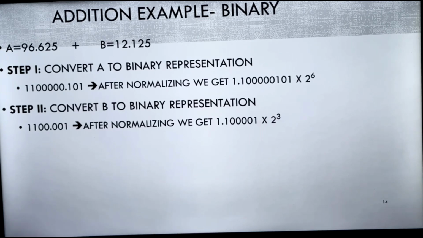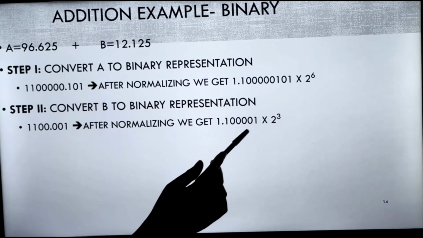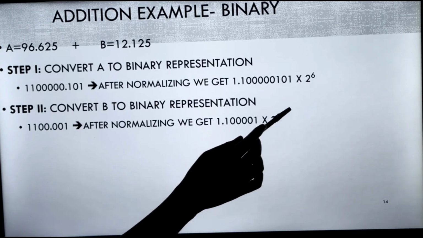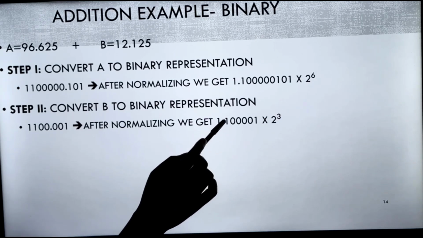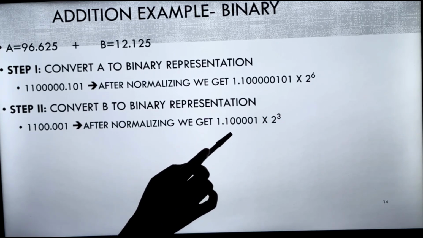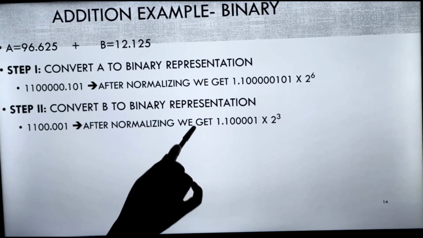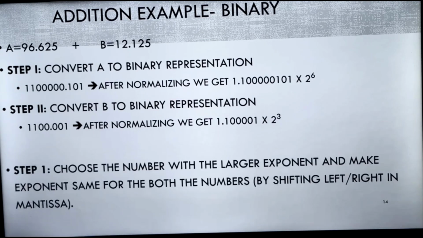Fine. So once I make this 6, what do I have to do? Check it. If I want to make the exponent larger, then what do I have to do? I have to move the point left hand side, right? How many times? 3 more times I have to move left hand side. So if I do so, how will it look?